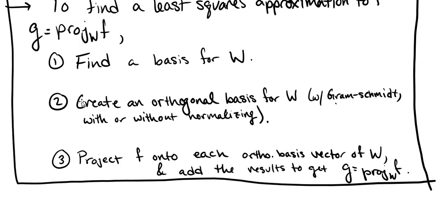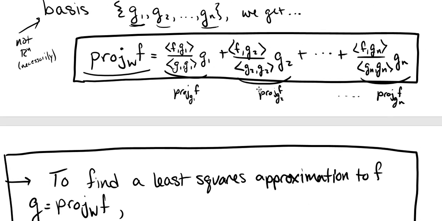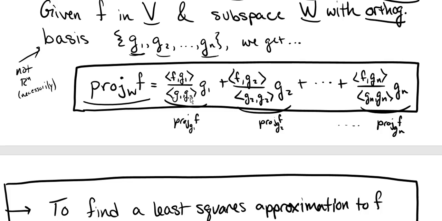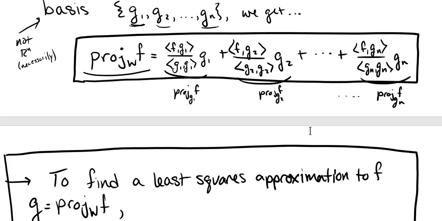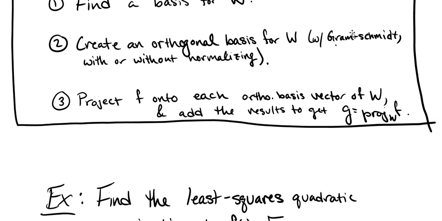Now, next big step, create an orthogonal basis for W using Gram-Schmidt. You can normalize as you go, but you really don't have to. We'll see sometimes that might be pretty useful, but you don't actually have to normalize if you use this formula we have up here. If you did normalize this basis of G vectors, then the norm of G1 squared would be 1, since it's a unit vector, and G2 with G2 would be 1, so this formula would simplify a lot. But so long as you use this formula, you do not have to normalize the vectors when you go through Gram-Schmidt.